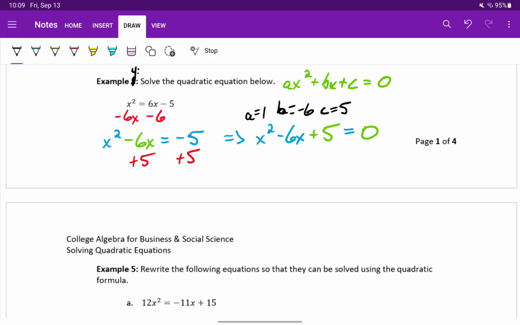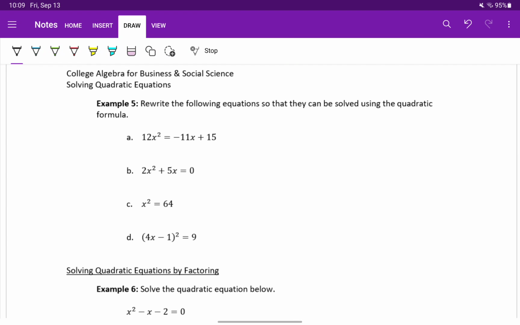We need to make sure the first thing we do is get the equation in this standard form before we apply the quadratic formula. In example 5, we want to look at 4 additional cases where we have to make some modifications to the equation that we're given in order to apply the quadratic formula. In part A, we have a similar example to what we had in example 4. What we need to do is subtract 11x to the other side, add 11x, and then subtract 15, which will leave us with 0 on the right-hand side.